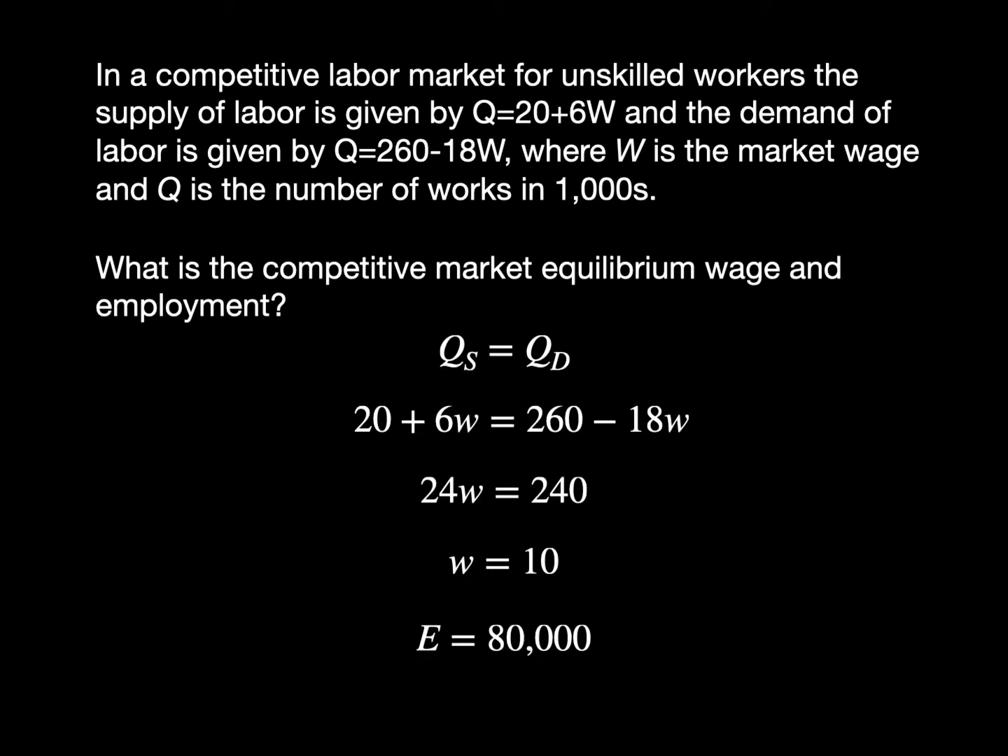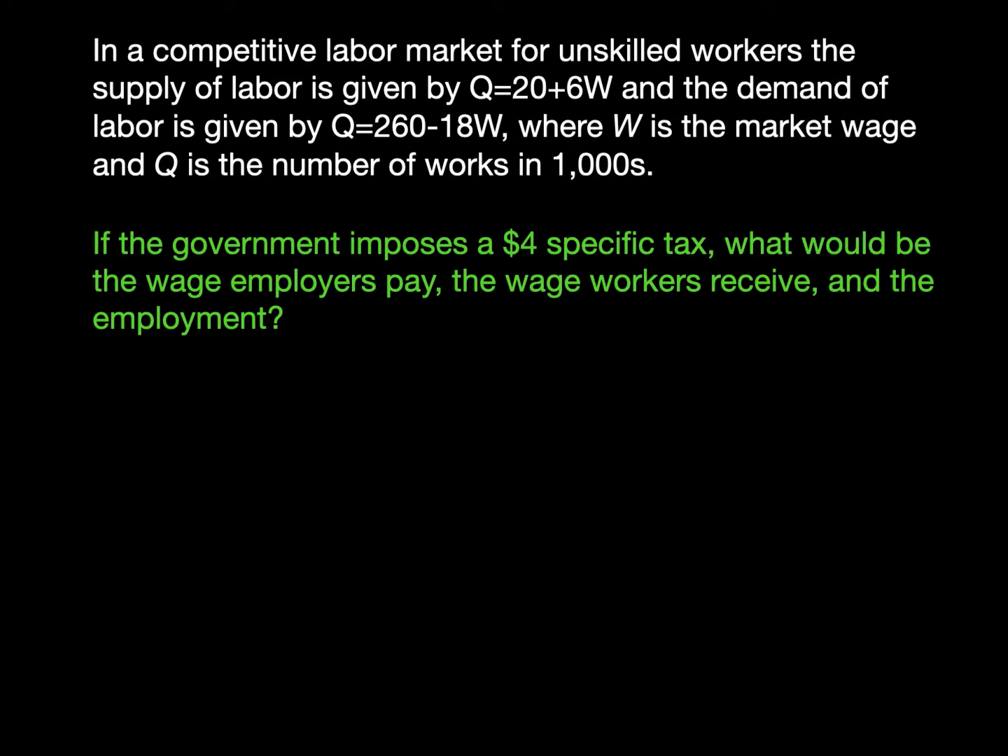Setting the quantity of labor supplied equal to the quantity of labor demanded and solving, we get a wage of $10 and employment of 80,000. Now let's add a tax to the problem. If the government imposes a $4 specific tax, what would be the wage employers pay, the wage workers receive, and the employment? To solve this problem, we need to take into account the fact that there is a $4 tax.